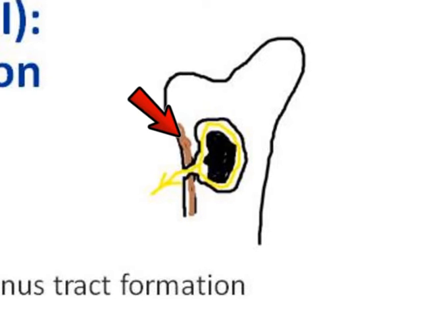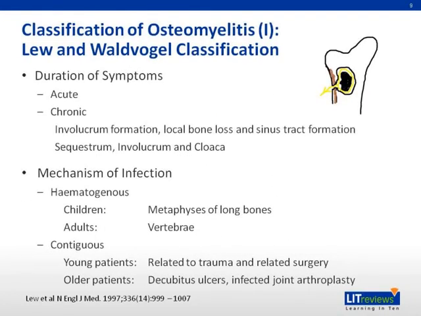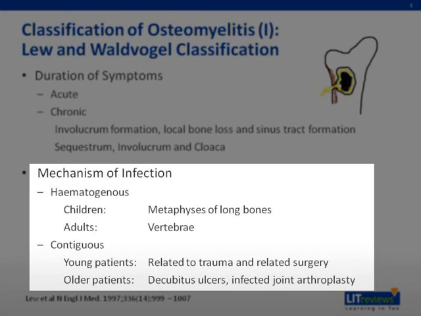For the mechanism of infection, it could be spread either hematogenously or contiguously. For children, the metaphyses of long bones are affected, and in adults, we see osteomyelitis more often in the vertebrae. For younger patients who have contiguous osteomyelitis, it's often related to trauma and surgery, whereas in the older patients, there's an association with the decubitus ulcers, and there might be associated infected joint arthroplasty.